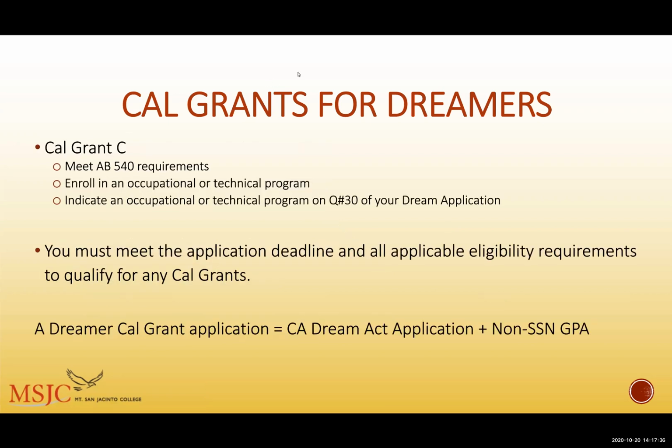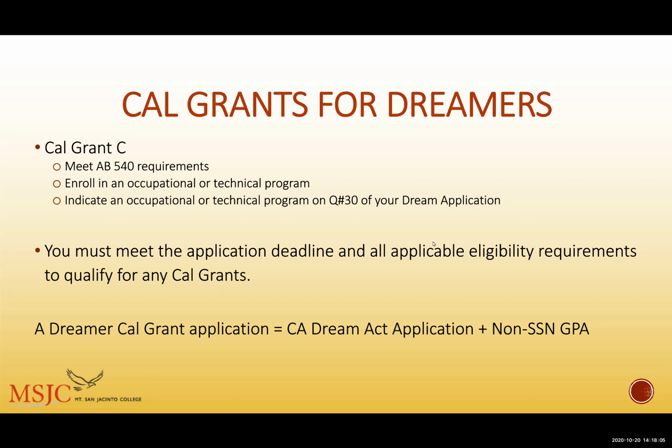There is also the Cal Grant C, same requirement. You have to meet the AB 540. The only difference between the C and the A is that the C is intended for the students that are actually enrolled or interested in the occupational or technical programs that we do offer, which are normally your programs that are under 2 years. Okay. So you could also be eligible for the Cal Grant C.